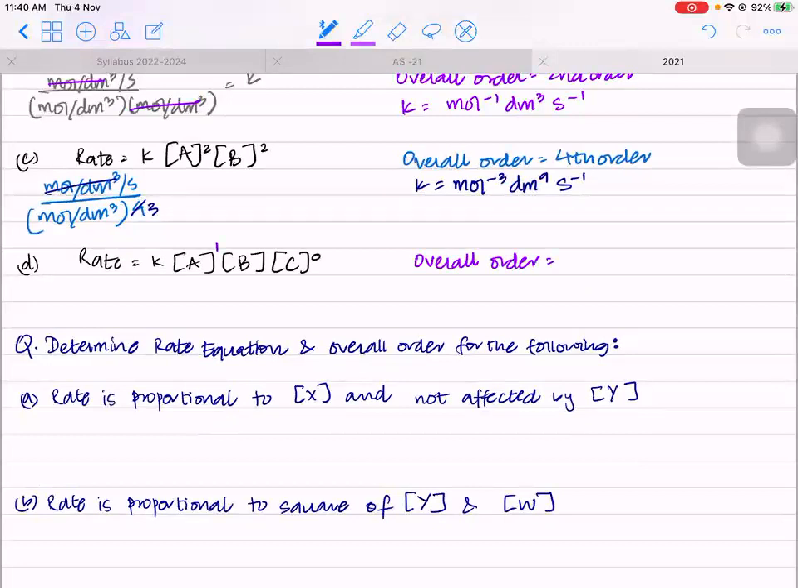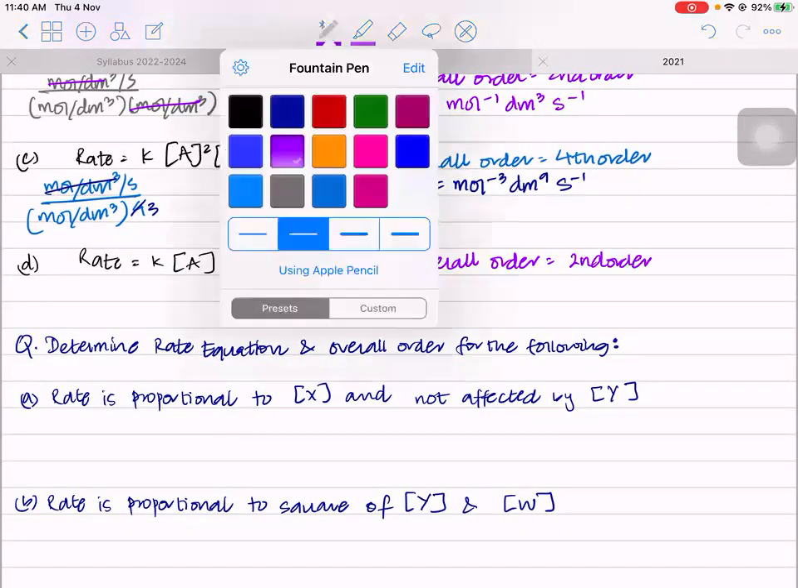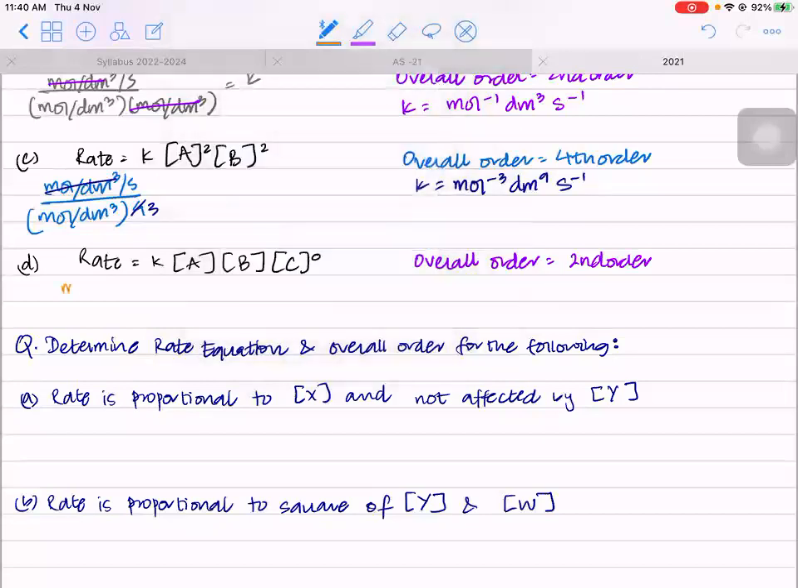Overall order would be first order plus 0 order. That would be second order. Let's see the units. The units will again be mole per dm cube per second divided by mole per dm cube squared. So when you solve for K, what are the units of K? It comes out to be mole minus 1 dm cube per second. Clear? Do you all get it?